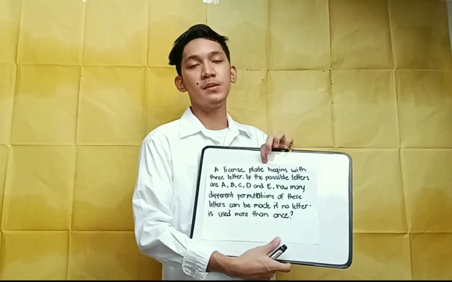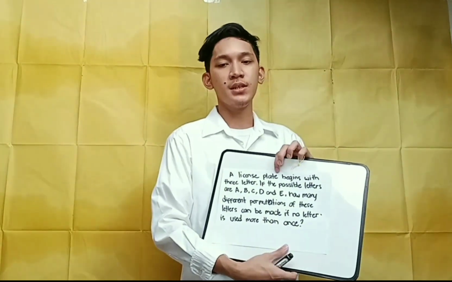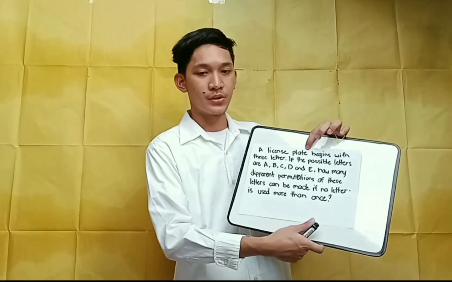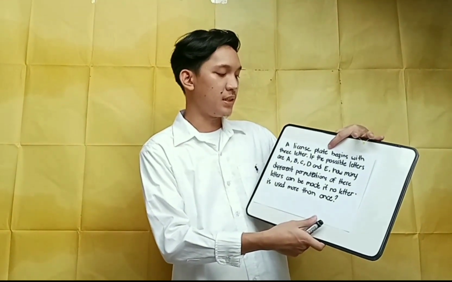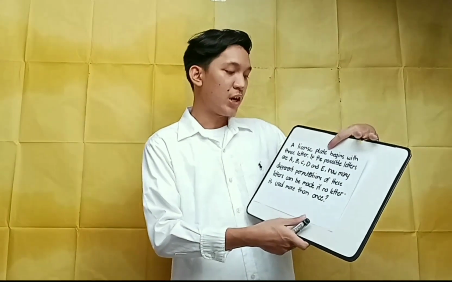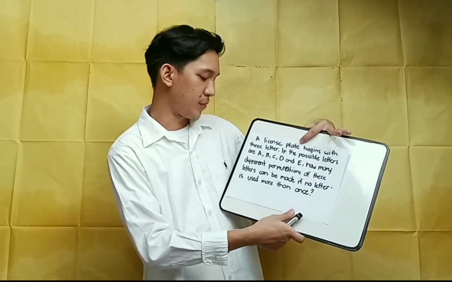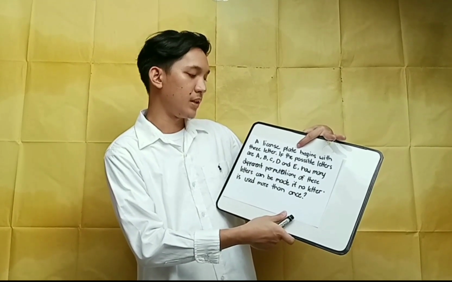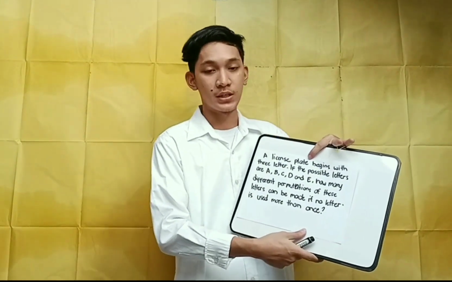A license plate begins with 3 letters, and the possible letters are A, B, C, D, and E. How many different permutations of these letters can be made if no letter is used more than once? In this problem, I'm going to solve it by using the formula that I mentioned earlier.